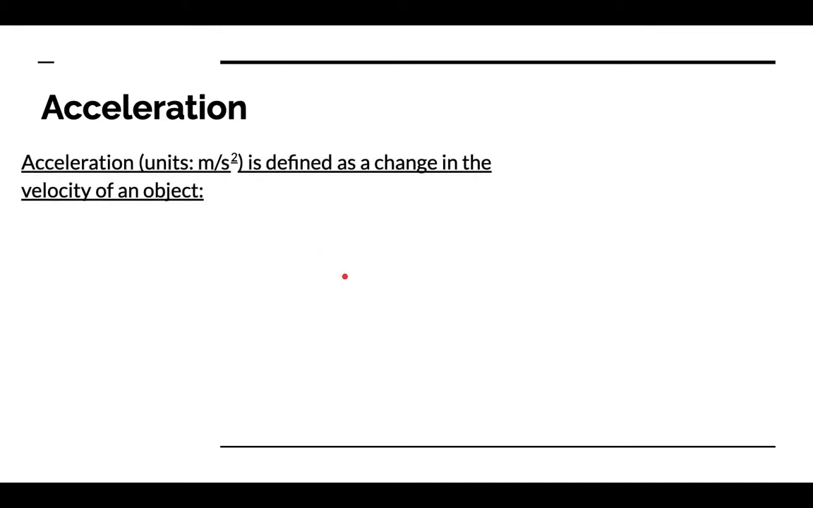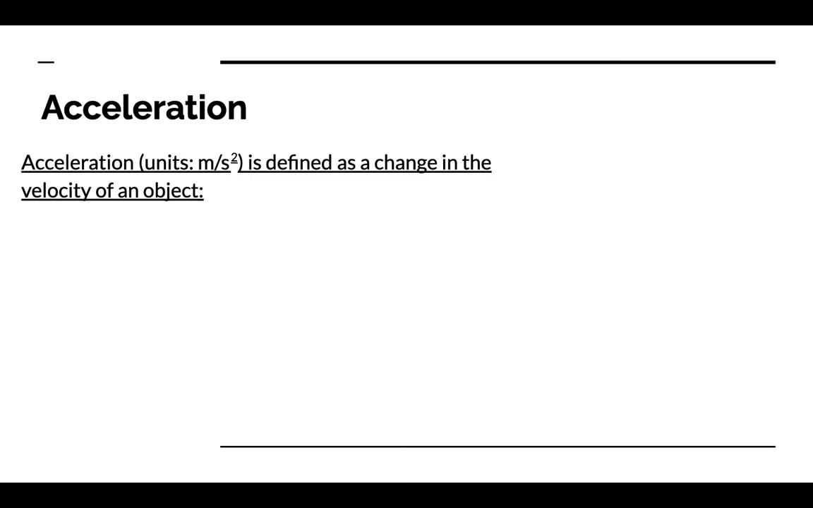People typically think of acceleration as strictly speeding up. We hear things accelerate, they go faster, they're speeding up. However, the official definition in physics is a little bit more subtle. Acceleration is defined as the change in the velocity of an object. Acceleration has units of meters per second squared.